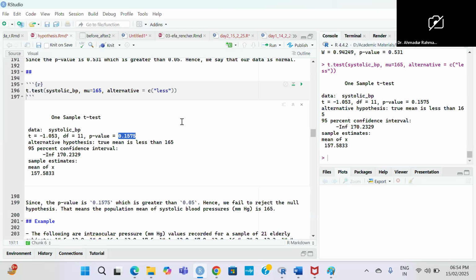So when the p value is 0.1575, that means our test is insignificant. When our test is insignificant, that means we fail to reject the null hypothesis. So that means the population from which this sample is taken, the average blood pressure of that population is not less than 165. It is 165 or more than 165. Is that clear? Here, because we are accepting the null hypothesis, and our null hypothesis is 165. Check this one again.